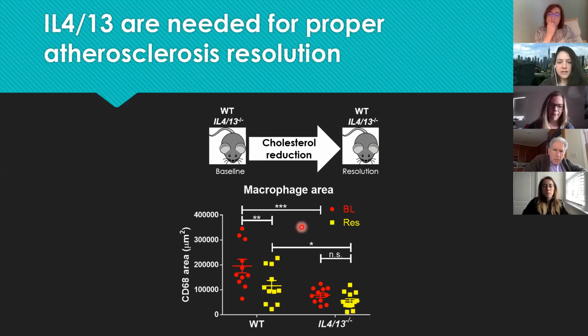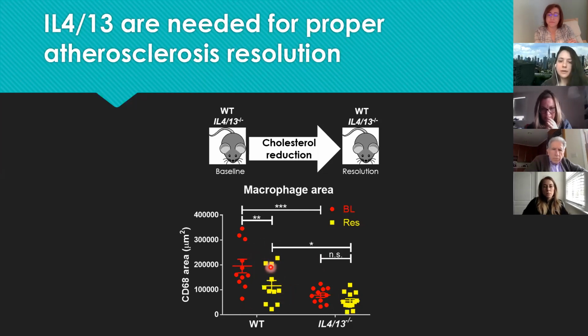Now, the first thing we saw, which was very obvious, was that the wild-type plaques were larger and had more macrophages than the IL-4/13 double knockout plaques. And this is in line with other publications in IL-4 knockout animals showing that IL-4 is actually also important in progressing plaques. Nevertheless, the plaque size in the IL-4/13 knockout animals was still substantial, over 300,000 micrometers.